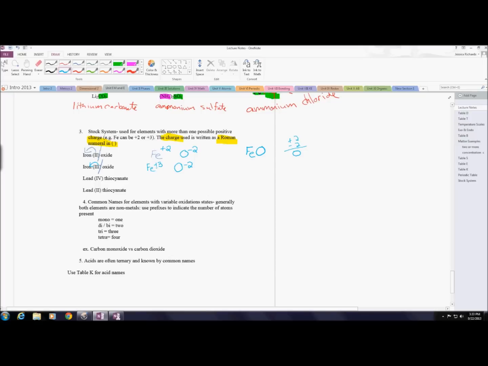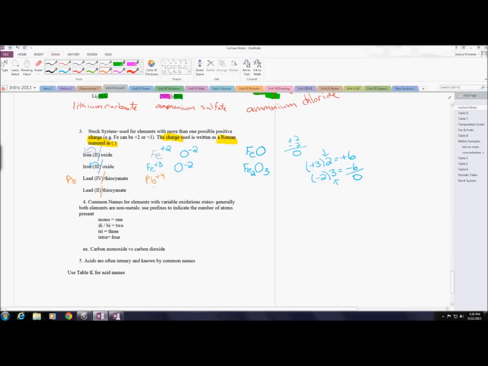Iron(III) oxide: iron has a charge of +3, oxygen's -2. The least common multiple of 3 and 2 is 6. So I need 2 irons at +3 each to get a total positive charge of +6, and I need 3 oxygens at -2 each to get a total negative charge of -6. This way the total charge is 0 and I have a neutral compound. These numbers become my subscripts. The number of +3 iron ions I need to get +6 is 2, so Fe2. The number of -2 oxygen ions I need to get -6 is 3, so O3. Fe2O3.